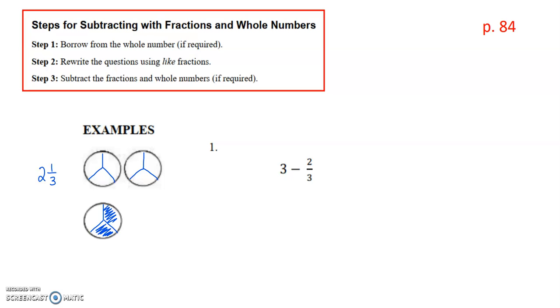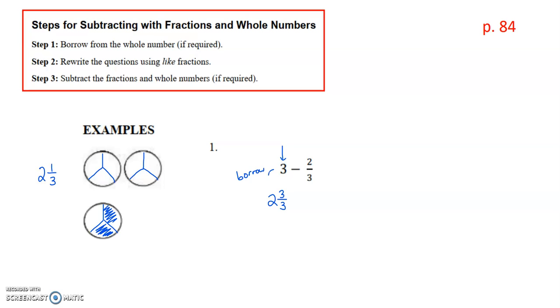Because sometimes we're going to be drawing way too many figures. So the way we solve is by breaking down this 3 into a whole number and fraction. So if 3 whole is divided into thirds, what we have then is 2 whole, and the 3rd pizza has 3 pieces out of 3. Because we know that 3 over 3 is equal to 1. So 2 whole and another 1 is equal to 3. So this is called the borrowing step.